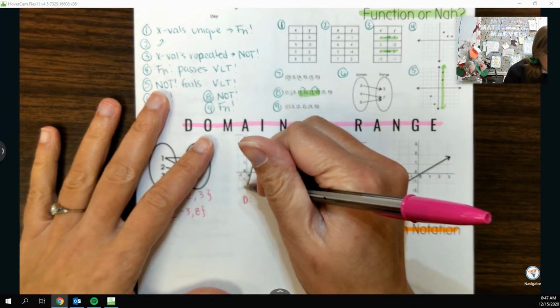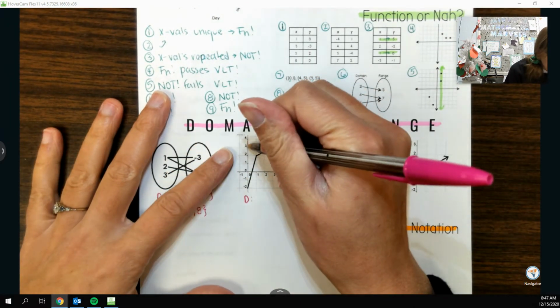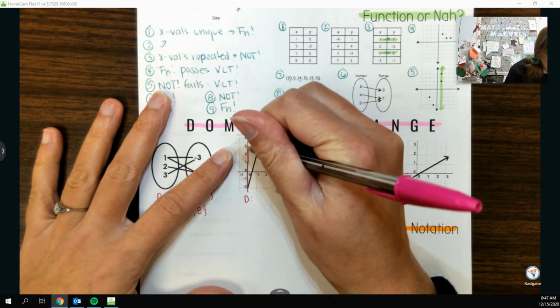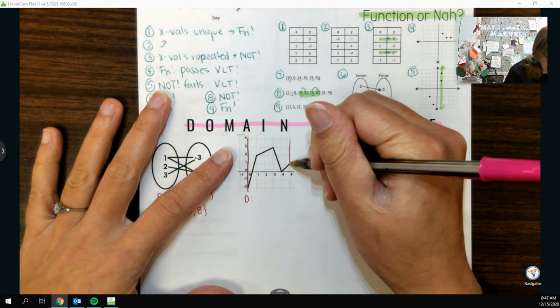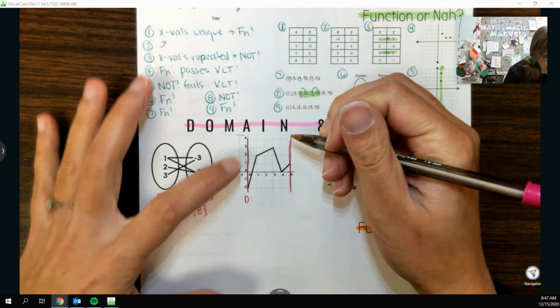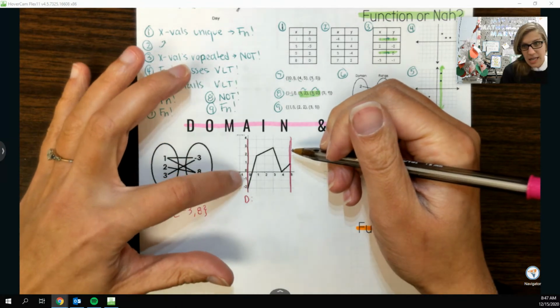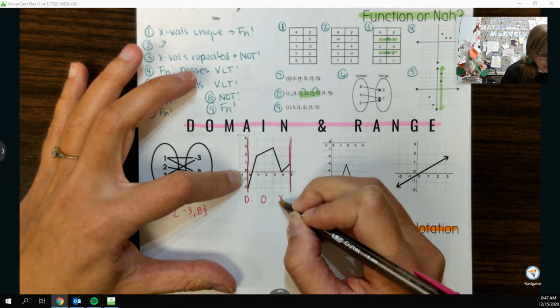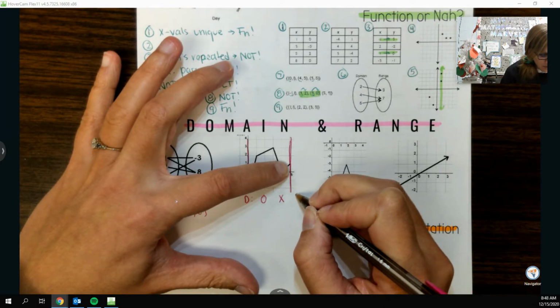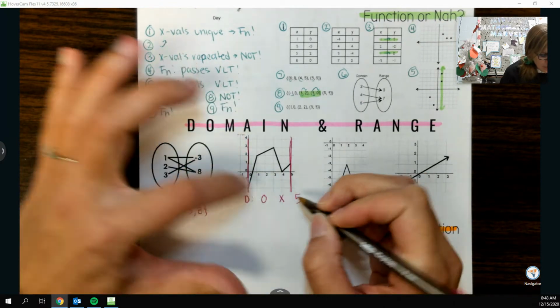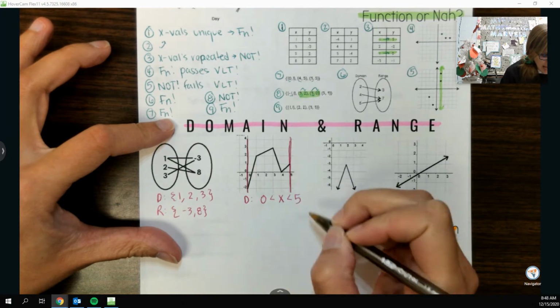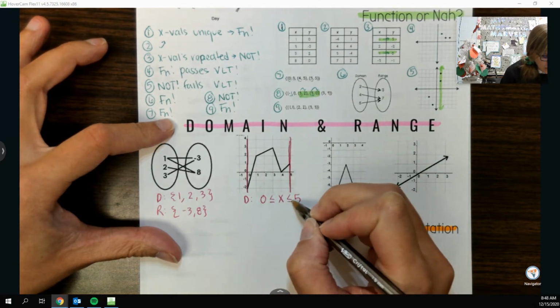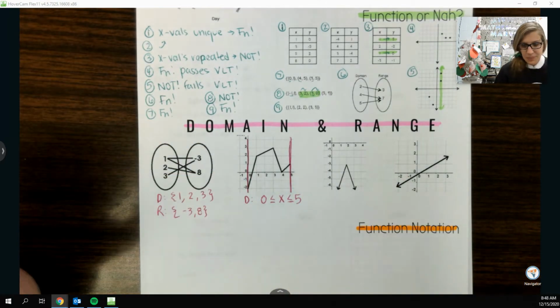And for domain, we look from left to right. This graph is as far left as that and as far right as that. So the smallest that it gets is 0. All the x values are in between that, and it gets as big as 5. And so when we have this in between stuff, we use our less thans. And in this case, it would be equal to because they're filled in dots.